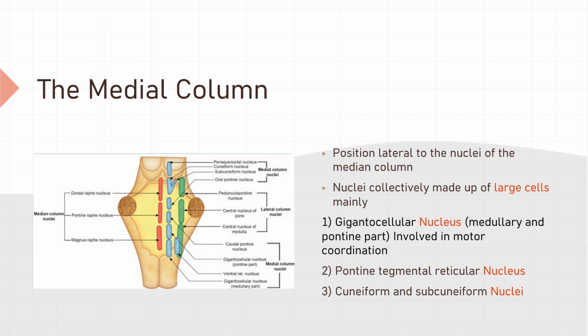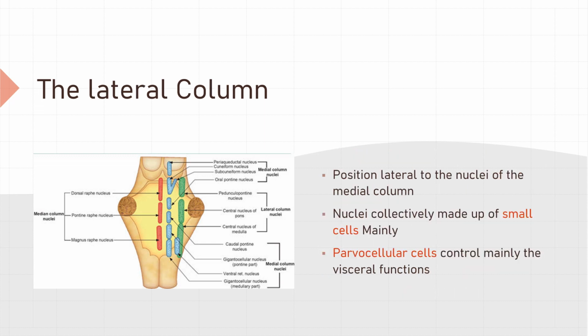The medial column lies next to the median column. So as you can see in the picture, the red one represents the median column, the blue one next to the median column is the medial one, and the green one is the lateral one. The medial column nuclei are collectively made up of large cells. Going from caudal to rostral, you have the gigantocellular nucleus in the medullary and pontine part that is involved in motor coordination. You have the pontine tegmental reticular nucleus in the pontine part, and the cuneiform and subcuneiform nuclei.